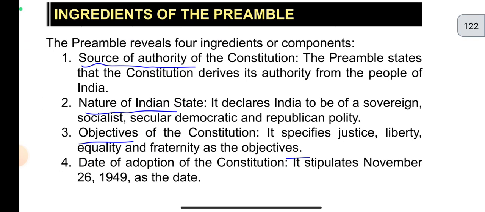The preamble reveals 4 ingredients and components. Number 1, source of authority of the constitution. The preamble states that the constitution derives its authority from the people of India.